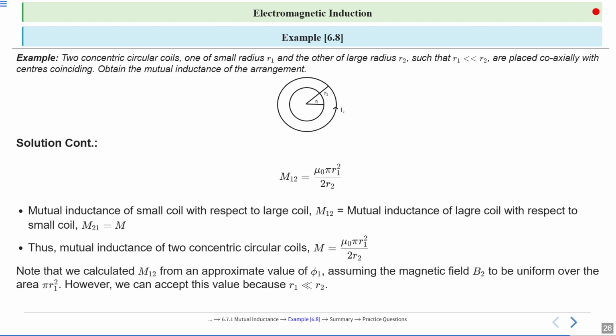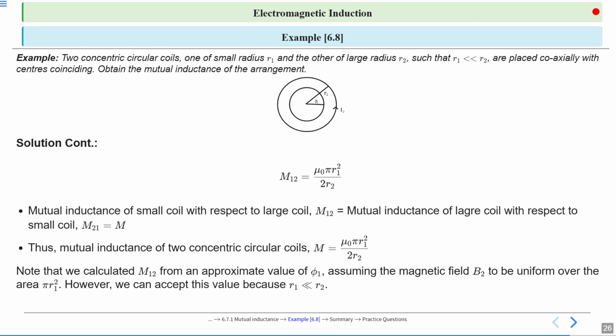Note that we calculated M12 from an approximate value of phi1, assuming the magnetic field B2 to be uniform over the area pi R1 square. However, we can accept this value because R1 is much less than R2. That thing I have already explained, that the magnetic field near the center is uniform. That's why we have taken R1 much less than R2, and that's why we have approximated the value of phi1.